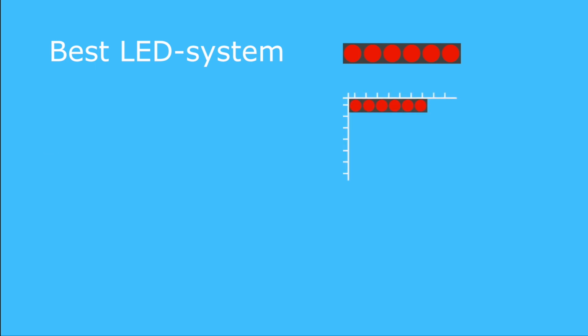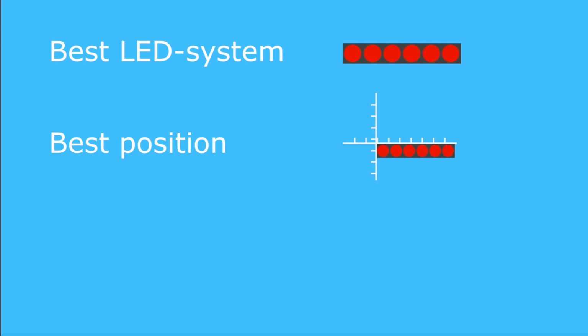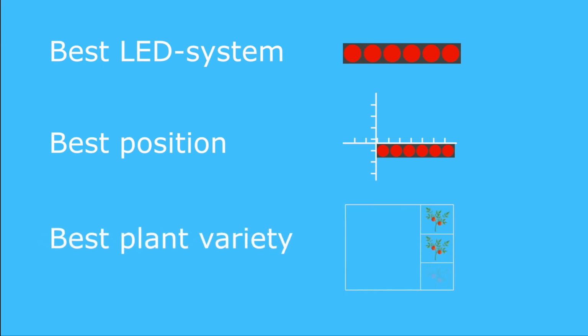In designing a LED-based production system, we have to optimize all elements. We have to pick the best LED system. We have to look at where it should be positioned in the greenhouse, and we have to pick the best varieties which perform well under LED lighting, and only then we can achieve a low carbon LED-based production system with high yield and high quality.